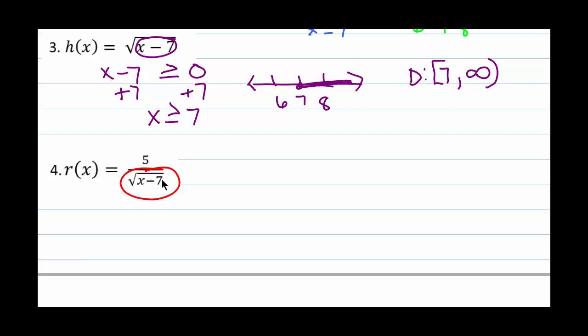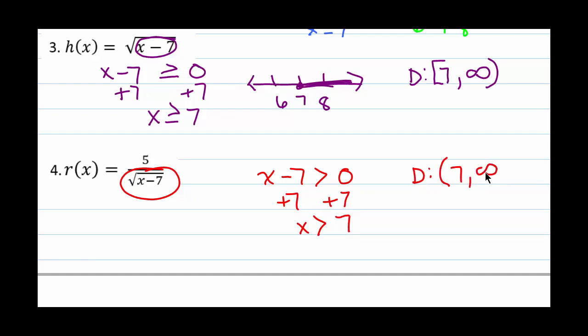positive values. So really the only difference between number 3 and number 4, now we say x minus 7 is greater than 0, not greater than or equal to, because it's in the denominator, so it can't be 7. So add 7 to both sides. So x is greater than 7. So my domain here is from 7 to infinity.